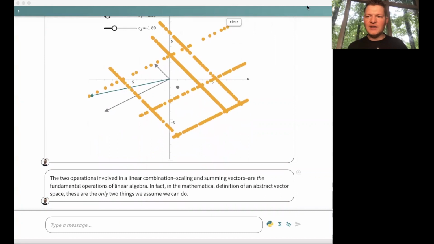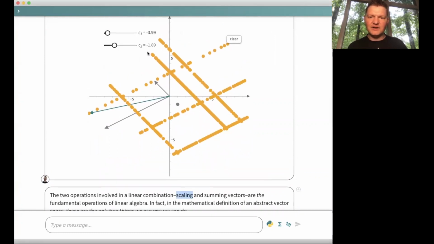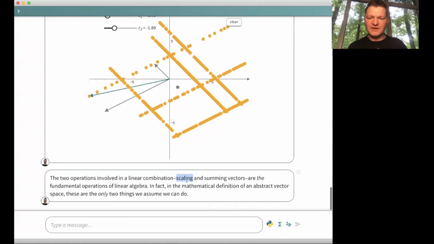So these 2 operations we're talking about are scaling, adjusting the number in front of the vector, which makes it longer or shorter and flips its direction, and summing vectors, where we take a step represented by this vector followed by a step represented by this vector and see where we end up.